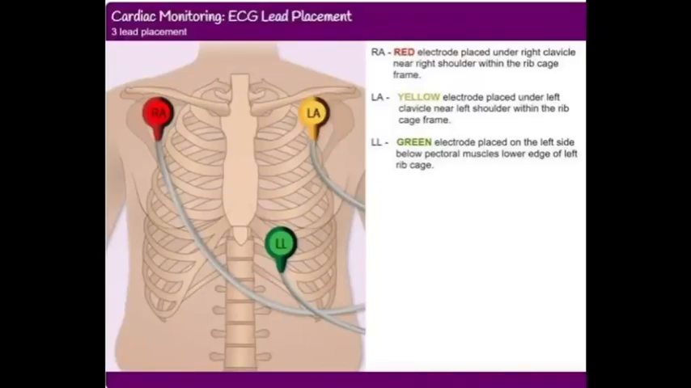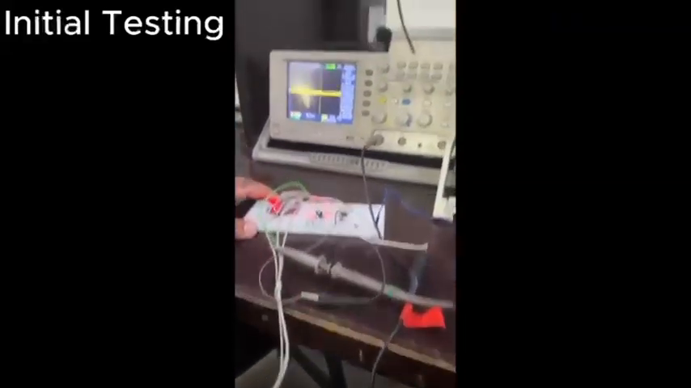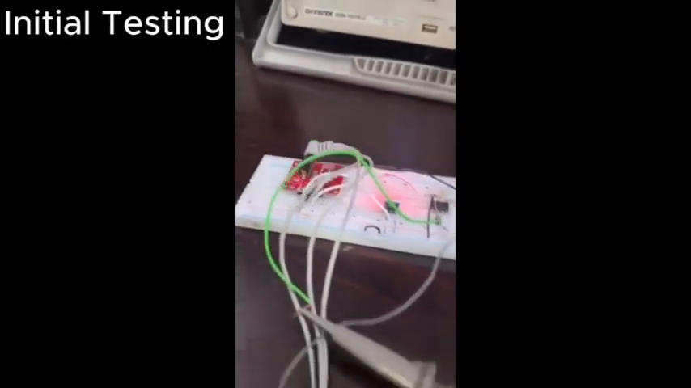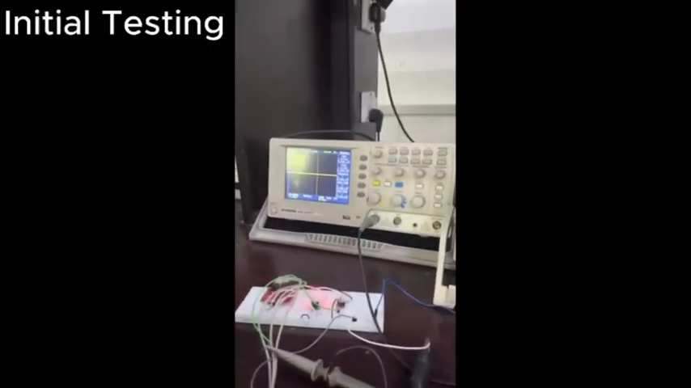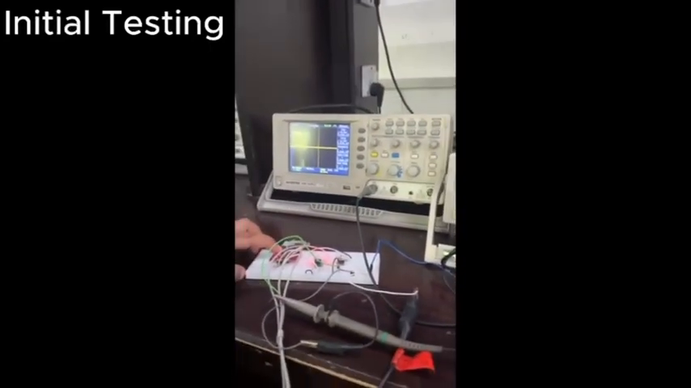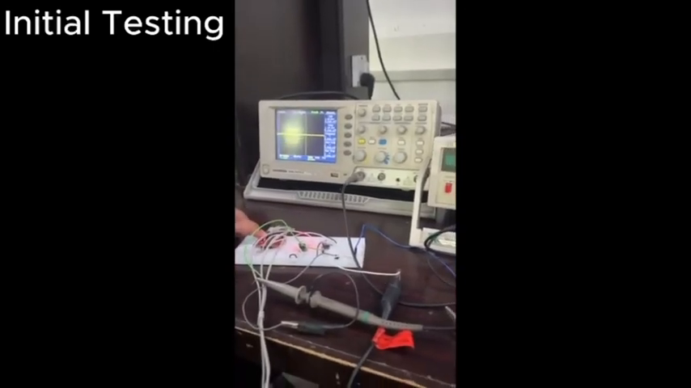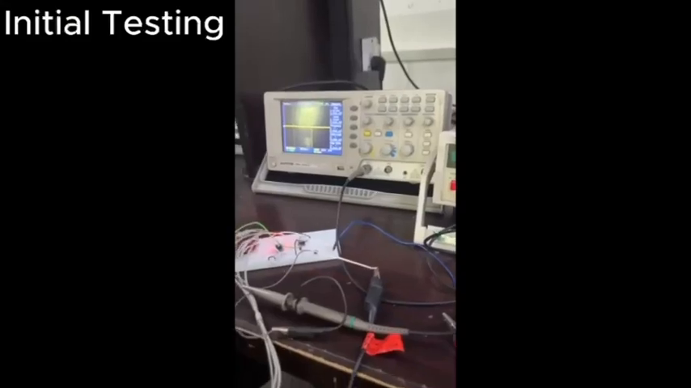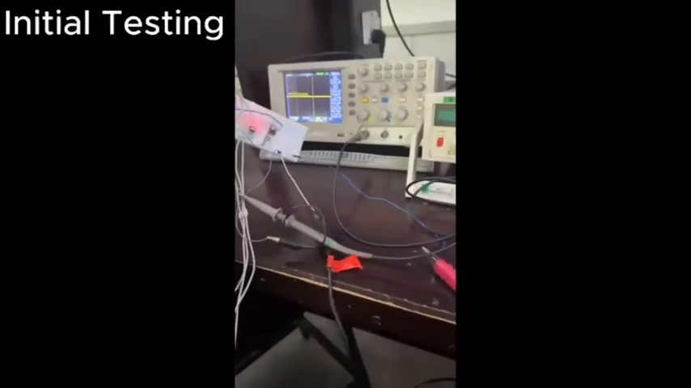The electrodes were placed according to these connections. Now we have placed the electrodes on our body, and this is for the initial testing. This is our project on the breadboard. For the initial testing we are using an oscilloscope, but unfortunately we're not getting any result for now. So hopefully with a little more modification, maybe we'll get it.